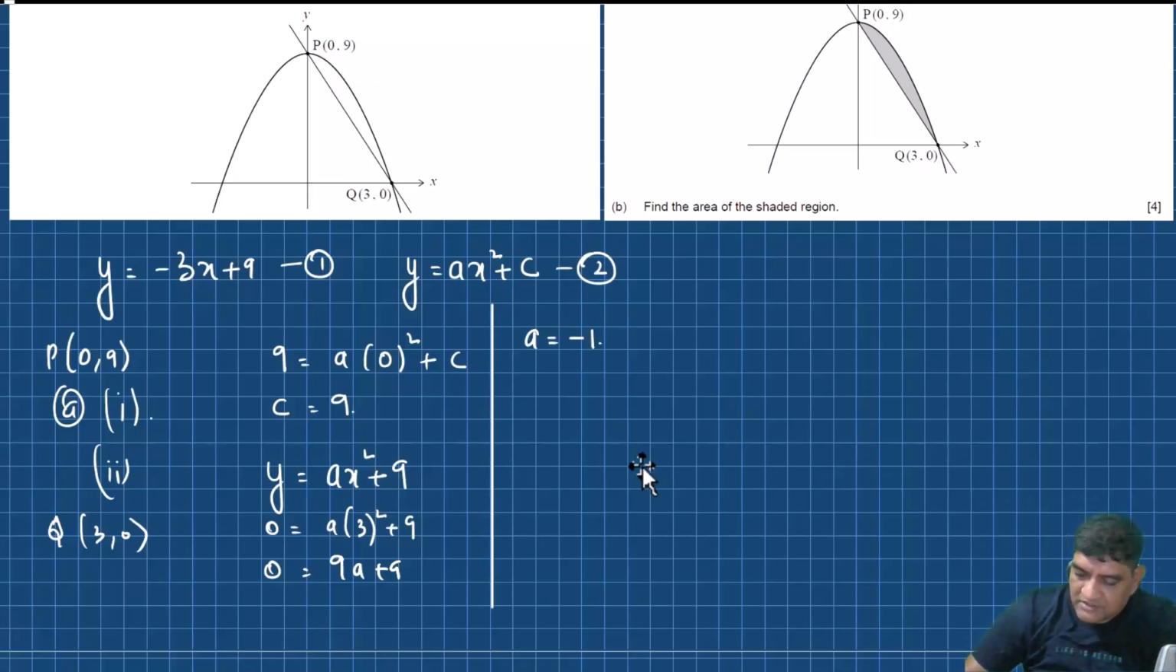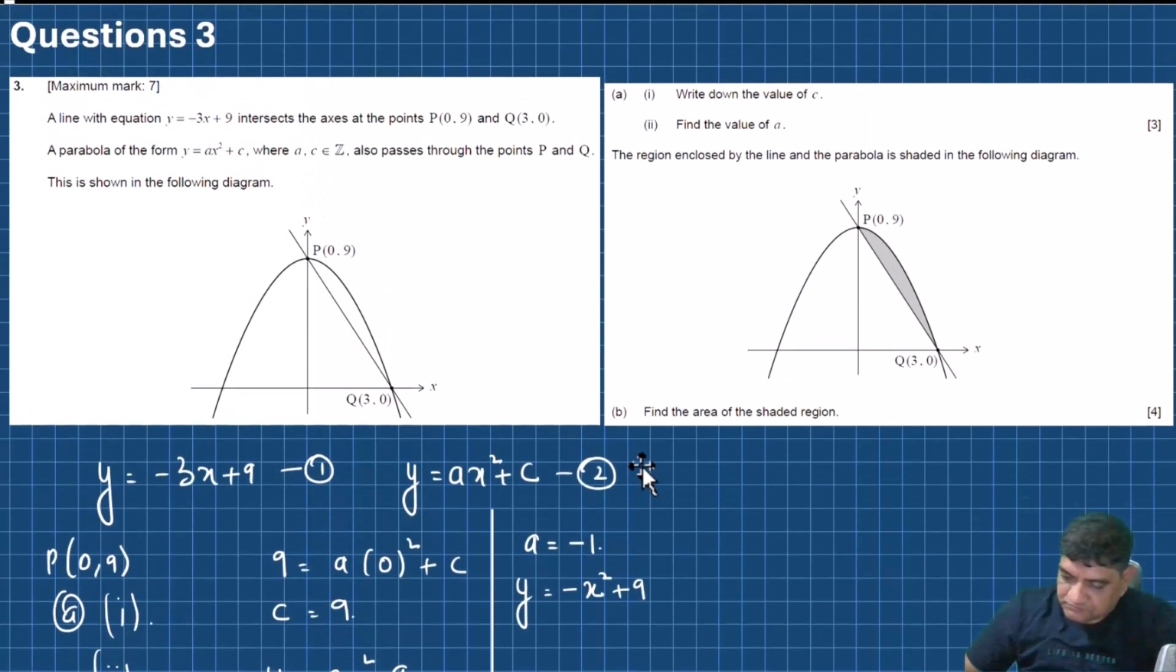Negative 1 rather. So y is equal to minus x squared plus 9, which is true because the parabola is upside down. In that case, a has to be less than 0, and I did get a minus 1, so that's fine. Next, the region enclosed by the line and the parabola is shaded in the following diagram.